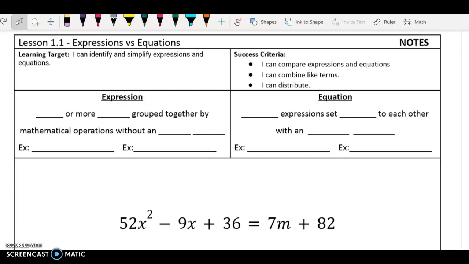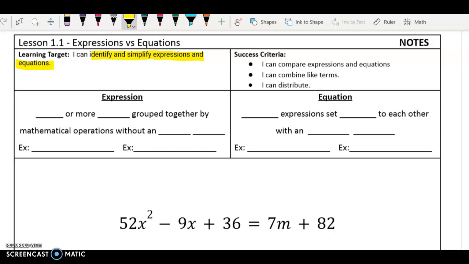This is our first digital lesson for the school year, lesson 1.1, expressions versus equations. First thing we're going to do is look at our learning target for today, which is that we can identify and simplify expressions and equations. Okay, so we need to identify what they are and then be able to simplify them.